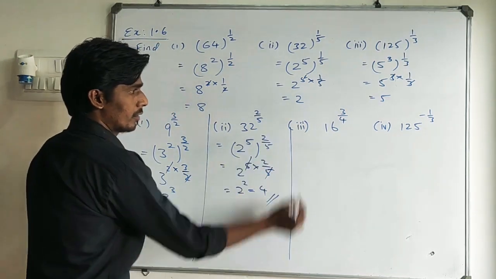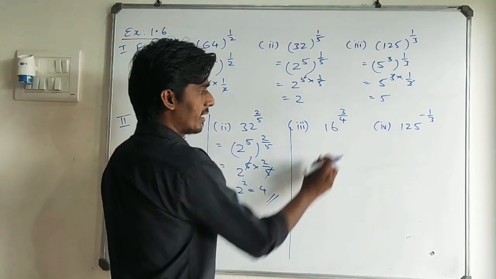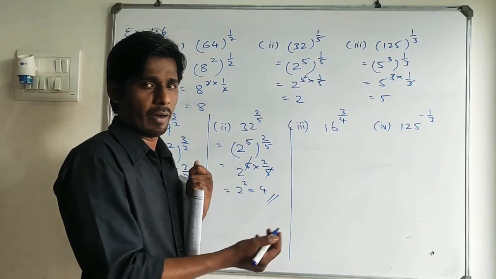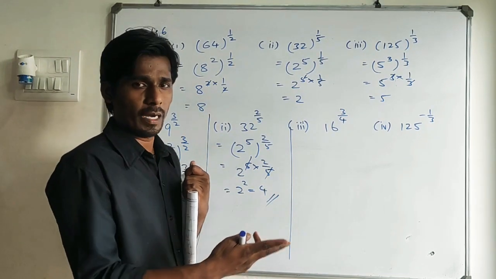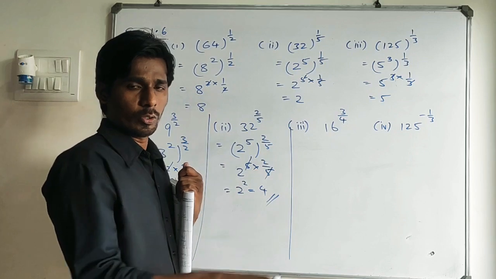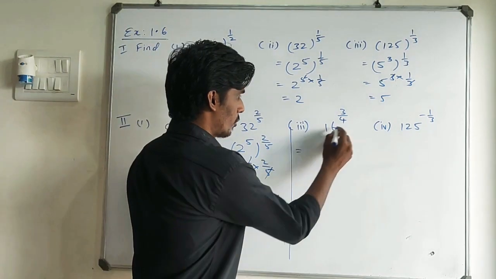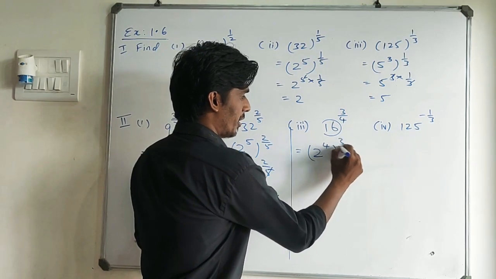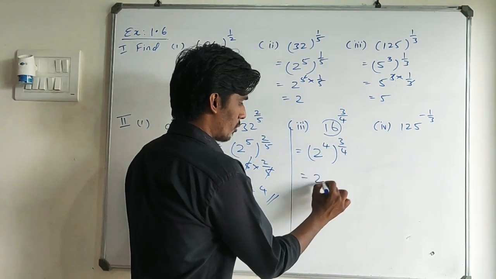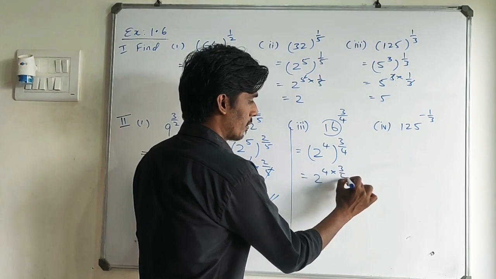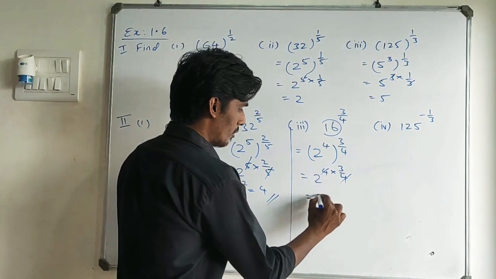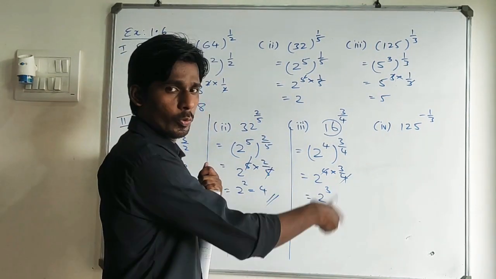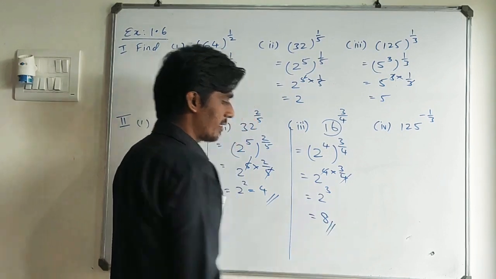Third example, 16. Now here in the denominator is 4. So 16 is the fourth power of which number? That is of 2. What will be the fourth power of 2? 16, 2 into 2 into 2 into 2. So instead of 16, we can write 2 raised to 4, whole raised to 3 by 4. The 4 and 4 get cancelled. So 2 raised to 3, which is 2 into 2 into 2. Final answer is 8.